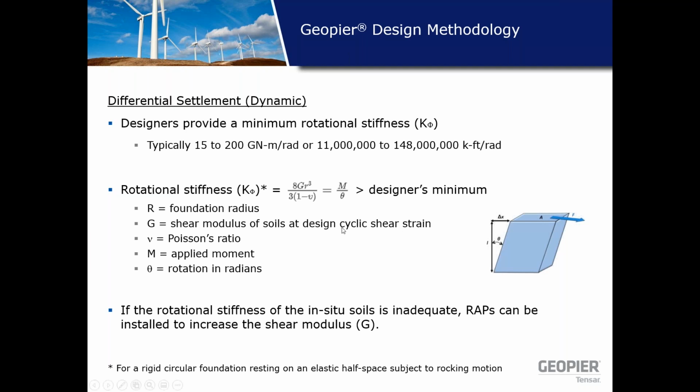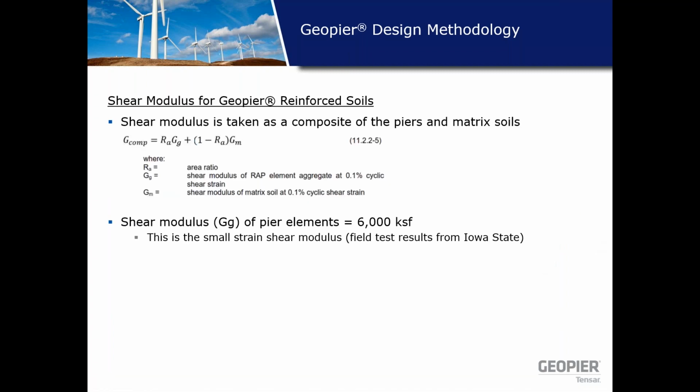Rotational stiffness is calculated using the foundation radius, the shear modulus of the soil, and the Poisson's ratio of the soil. And it's shown in this expression right here. And if you were to run the analysis and figured out that your rotational stiffness of the in situ soils is inadequate, you could always install rammed aggregate piers to increase the shear modulus G. I'm going to talk about how we would do that.